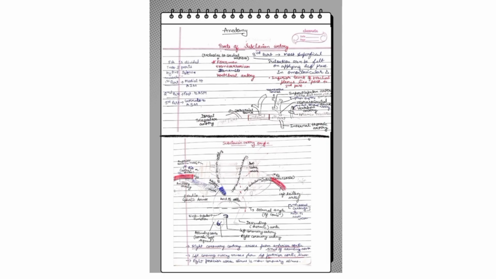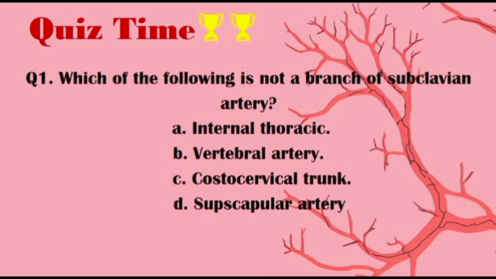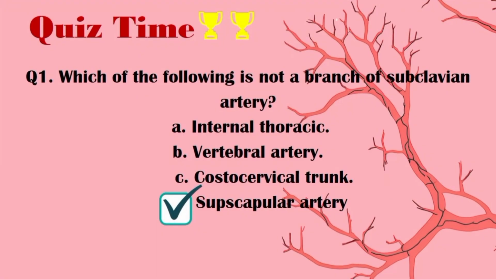So let's come to quiz time. Your first question is, which of the following is not a branch of subclavian artery? Your options are internal thoracic, vertebral artery, costocervical trunk, suprascapular artery. So the correct answer is, yes, suprascapular artery. It's not a branch of subclavian artery. What is it? It's actually a branch of thyrocervical trunk, which is a first part of subclavian artery.